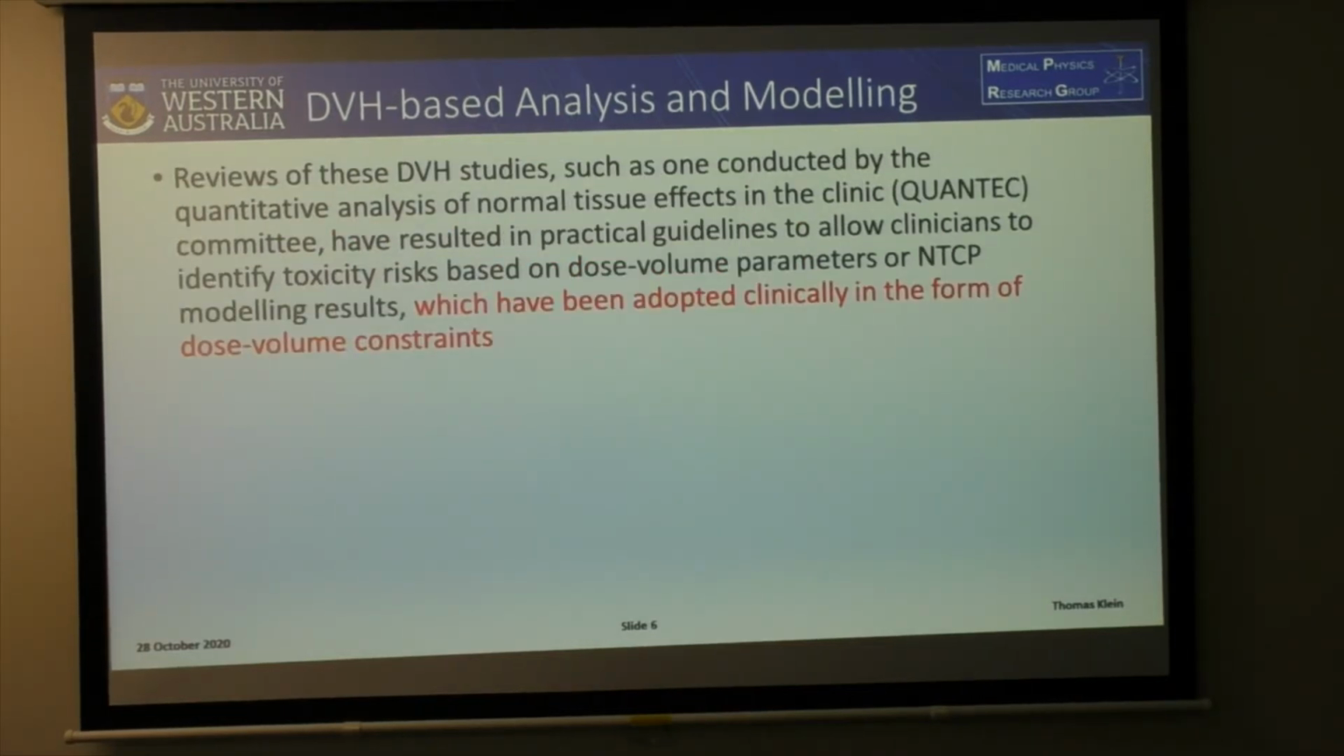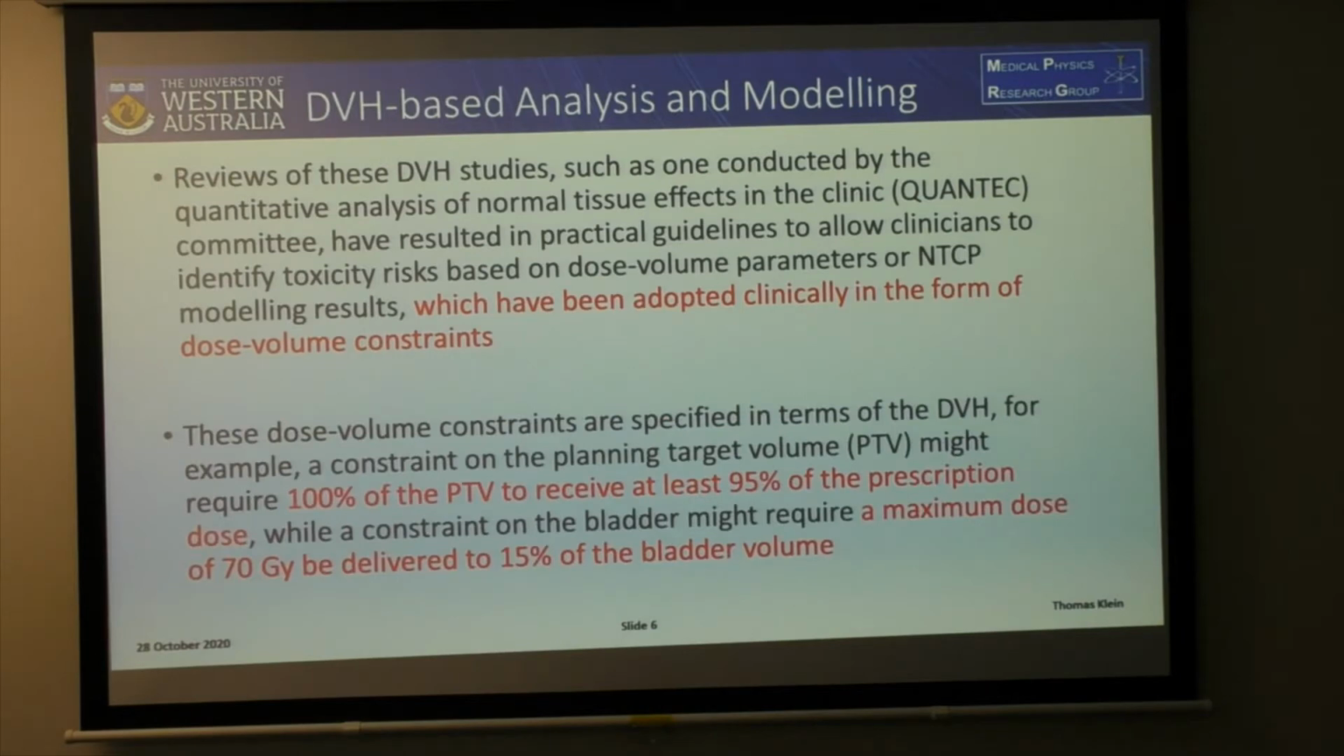So reviews of studies on DVH analysis, as well as on these NTCP models, such as importantly the reviews conducted by the QUANTEC group on which modern dose constraints are based, have provided us with practical guidelines for the optimization of treatment plans based on the dose volume histogram. And these have been adopted clinically in the form of our dose volume constraints.